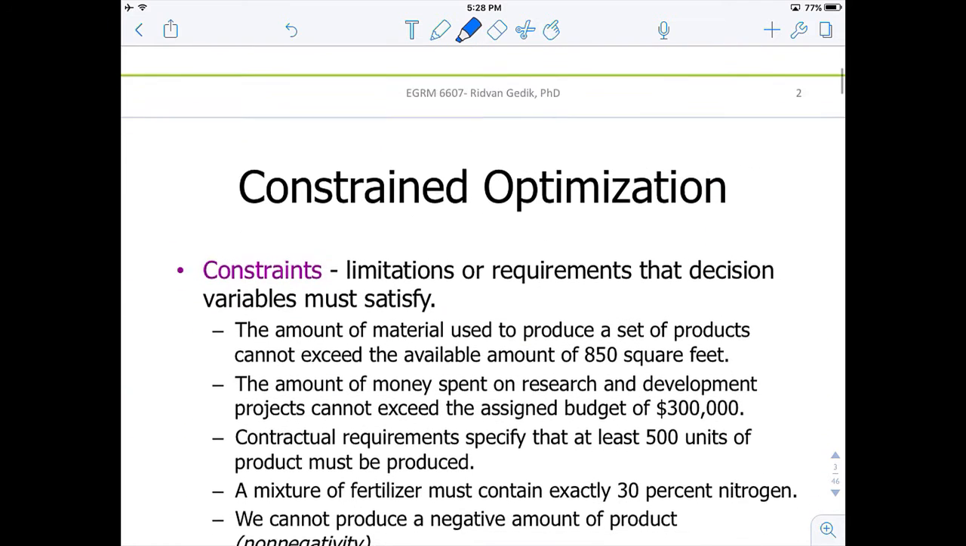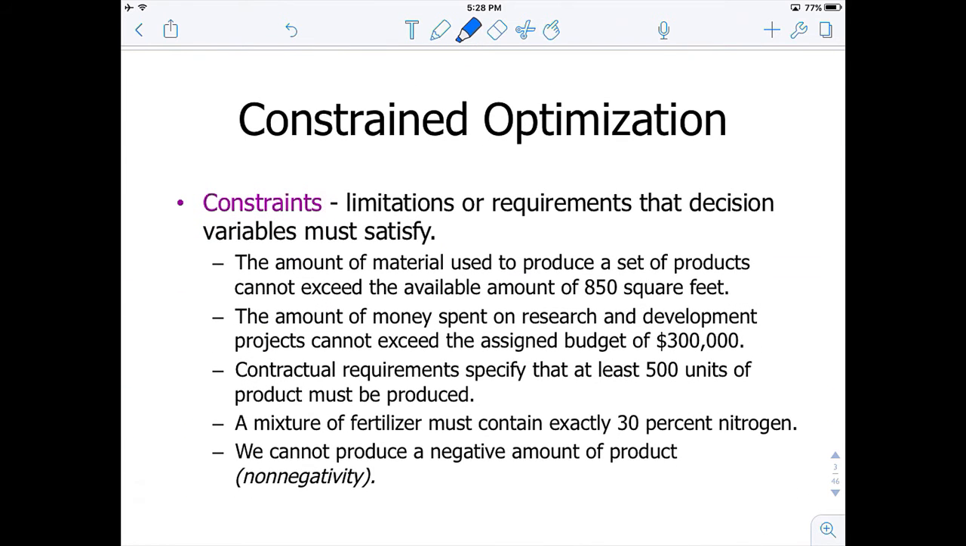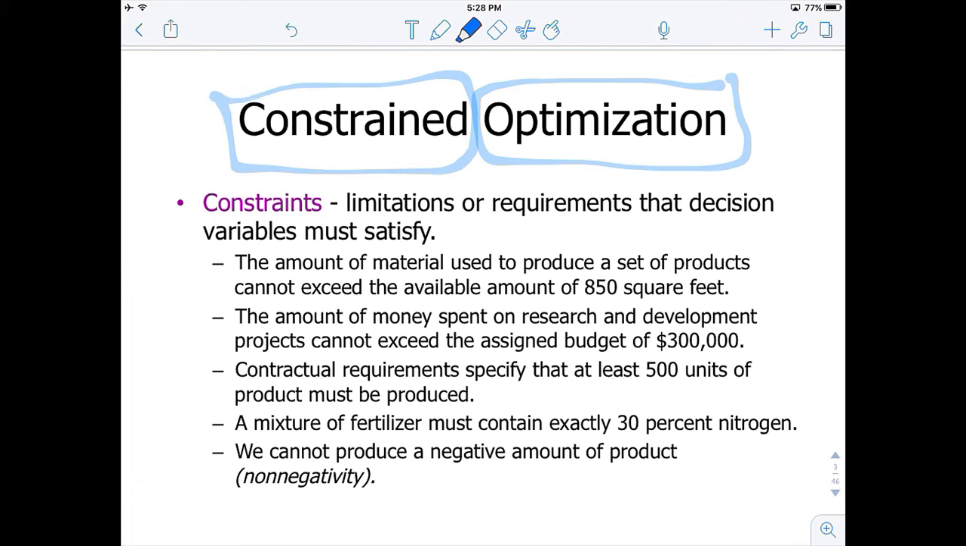Now another term comes into play: constraint optimization. The optimization term is still valid, but we also have some constraints that we have to worry about. The constraints are the limitations or requirements that decision variables must satisfy. I would like to achieve that objective function, let's say maximizing the profit, but I have a limited number of workers available. I cannot have an infinite number of workers working for me, so that's a constraint. There might be several of those constraints.